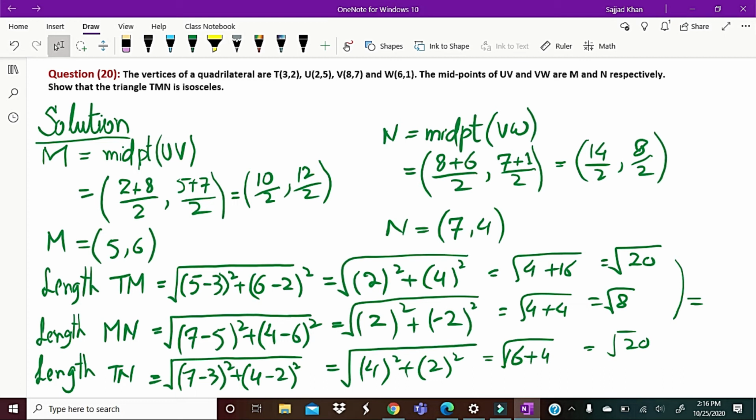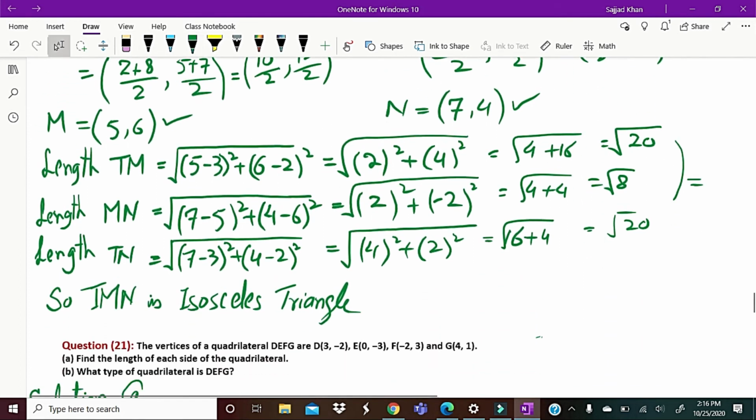So first we need to find M, which is the midpoint of U and V. Using the formula we get 5 and 6. Similarly, you have to find the midpoint N, which is the midpoint of VW, and using the formula we get N is equal to 7, 4. Now we have to find the lengths of the triangle TMN.